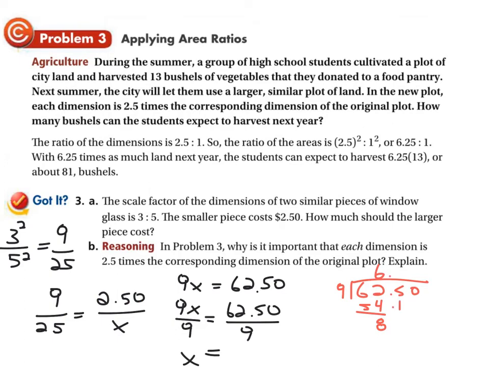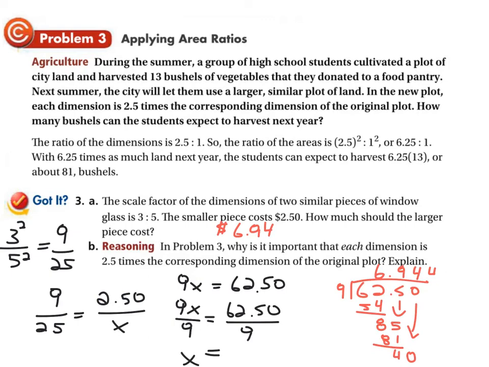Decimal comes straight up, bring the 5 down, 9 goes into 85 9 times, that's 81. 4 left over, bring down that 0. 9 goes into 40. Let's see, 36 would be 4 times, right? And that would be a remainder of 4, so we'd get a 0.444 going on repeating. So roughly the larger piece should cost $6.94 when rounded to the nearest cent.